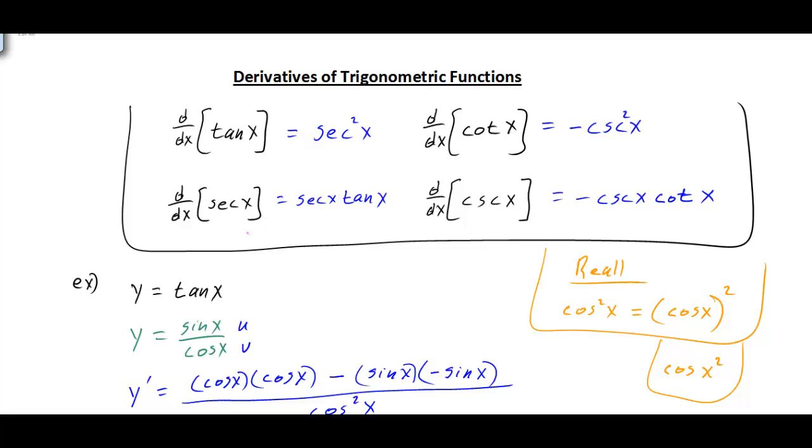And again, you could go through a similar derivation for secant. You could write this in terms of cosine. Same thing for cotangent. We could write this in terms of sine and cosine, and we could come up with the derivative. But if you just simply remember, tangent is secant squared, secant is secant tangent, cotangent is negative cosecant squared, and cosecant is negative cosecant cotangent.